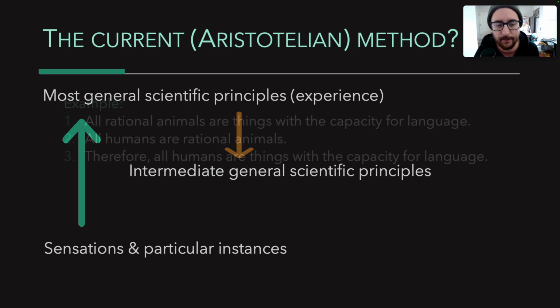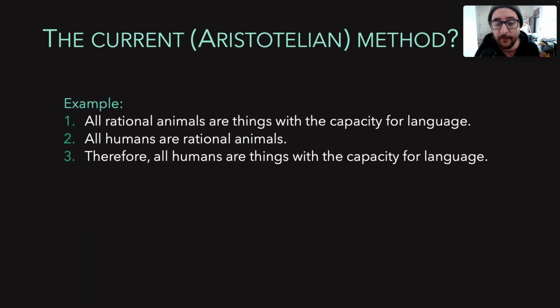So notice that argument before. Notice the first two premises are more general than the conclusion that says all humans are things with the capacity for language. The first principle is about all rational animals. The second one is about humans as rational animals. And from that, I come to say all humans are things that have this particular capacity.